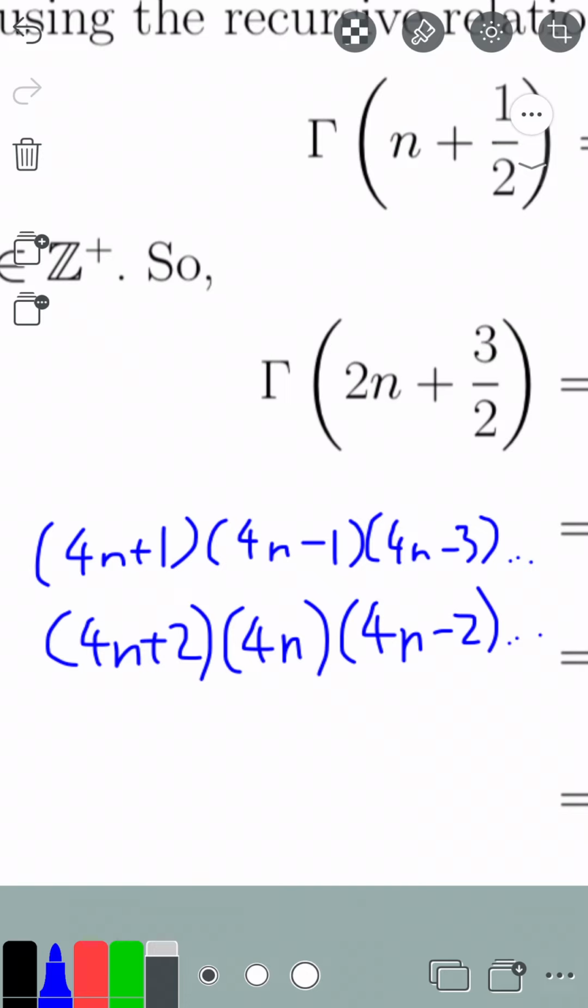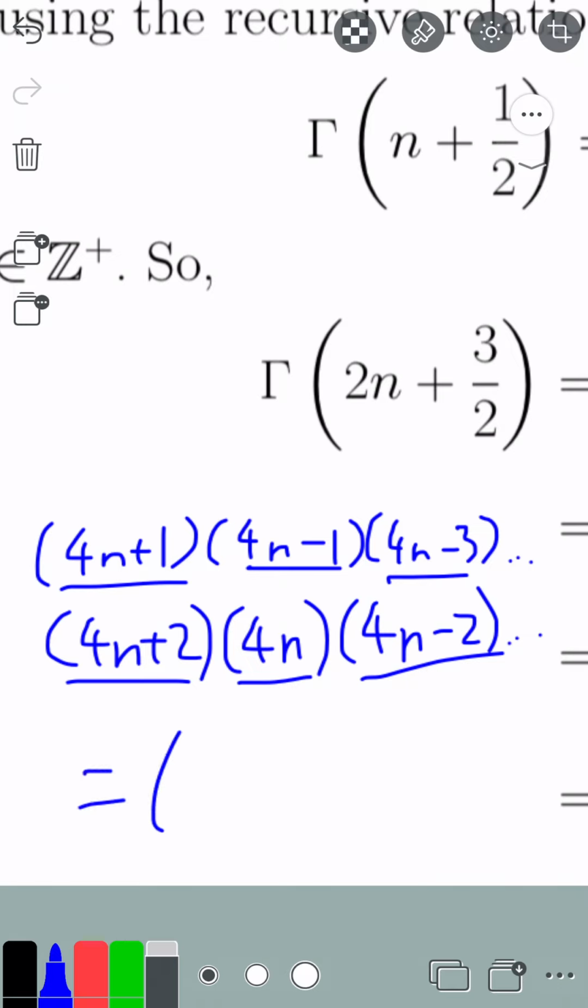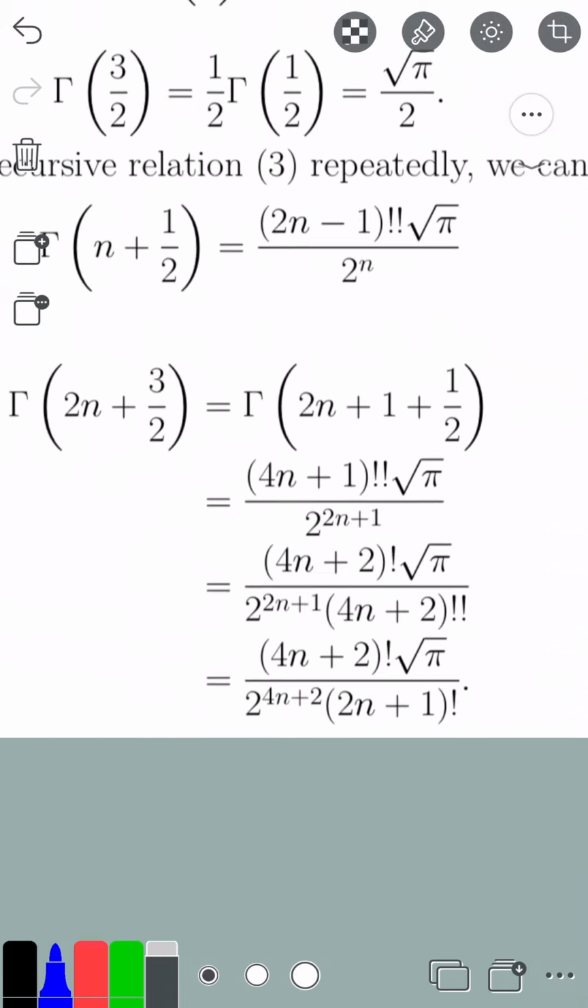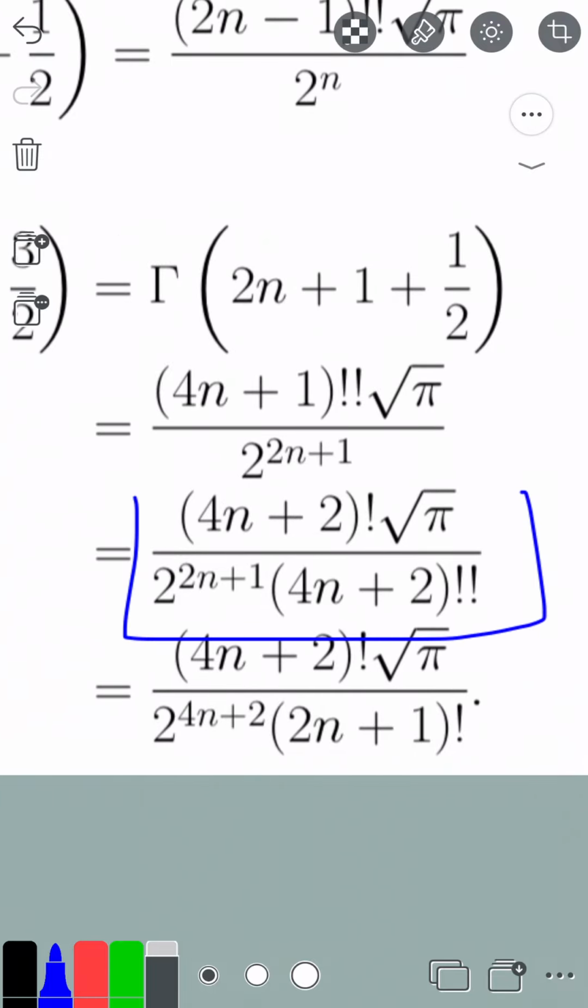And then if we multiply these two together, then we can see that we have 4n plus 2 times 4n plus 1 times 4n times 4n minus 1 times 4n minus 2 times 4n minus 3 and so on. So that's 4n plus 2 factorial. Alright. And so that's what we get after doing the 4n plus 1 double factorial times 4n plus 2 double factorial is 4n plus 2 factorial.